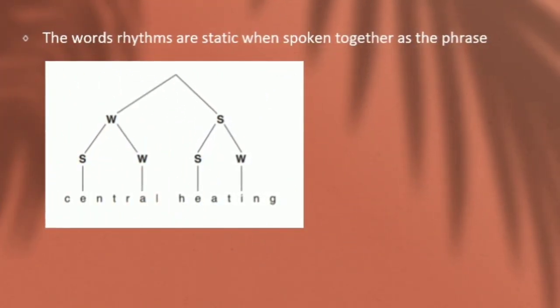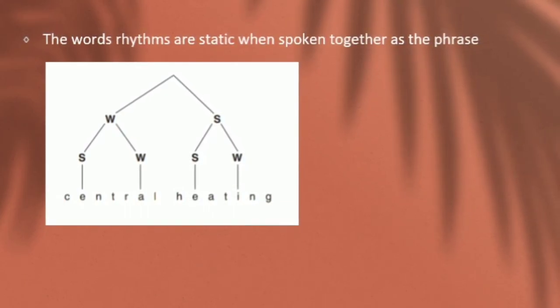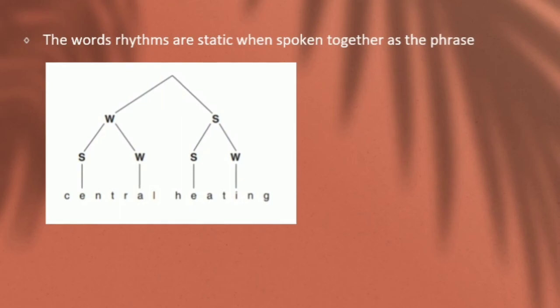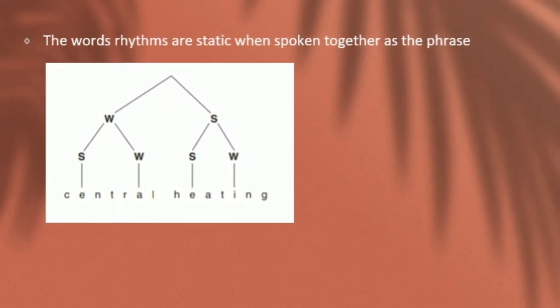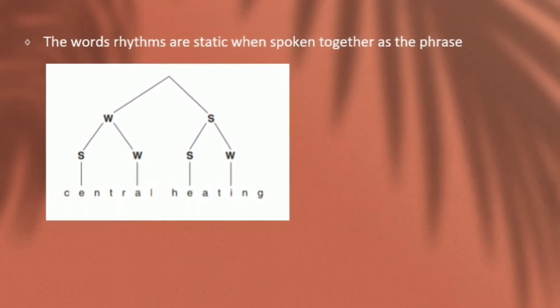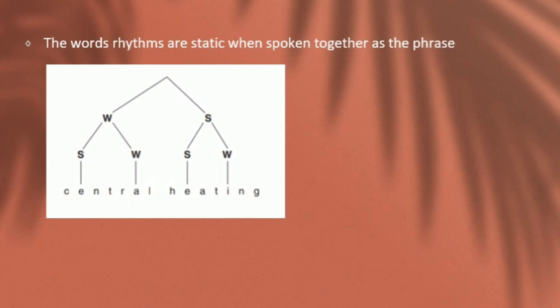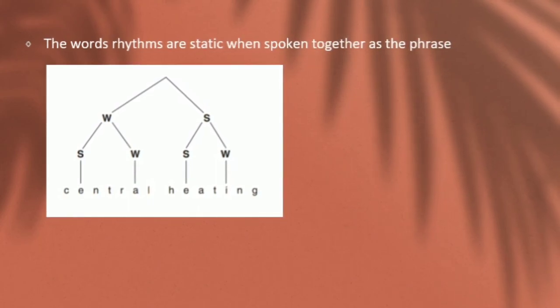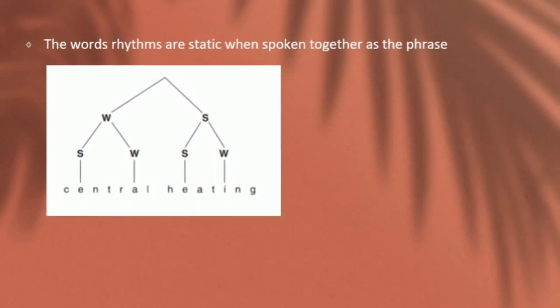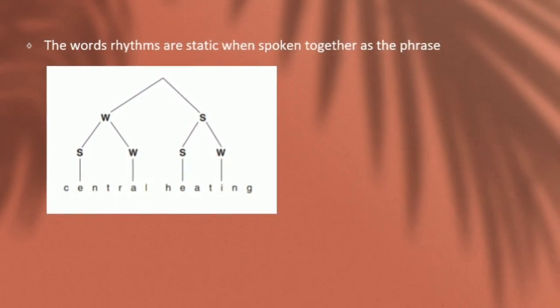The word rhythms outlined above are not static, in that they may change as words come into contact with one another. The words central and hitting each sound rather similar when pronounced alone, but when spoken together as the phrase central hitting, the rhythm alters, so that the strongest stress goes onto hitting.